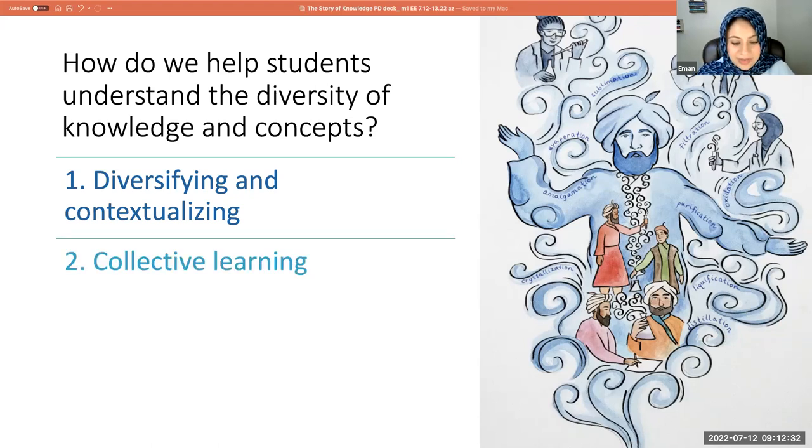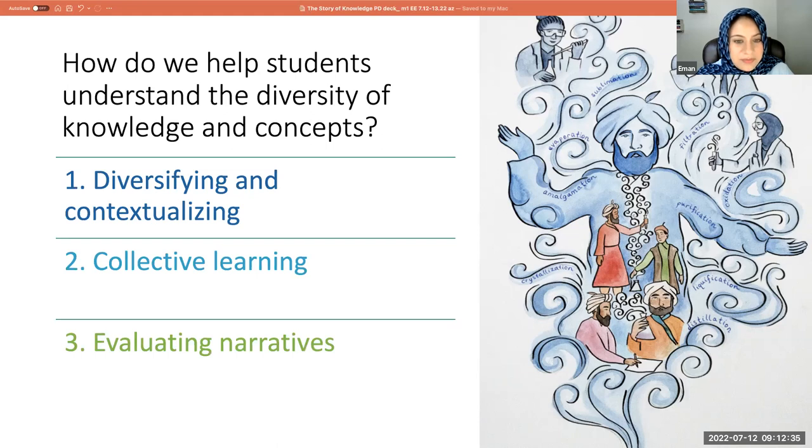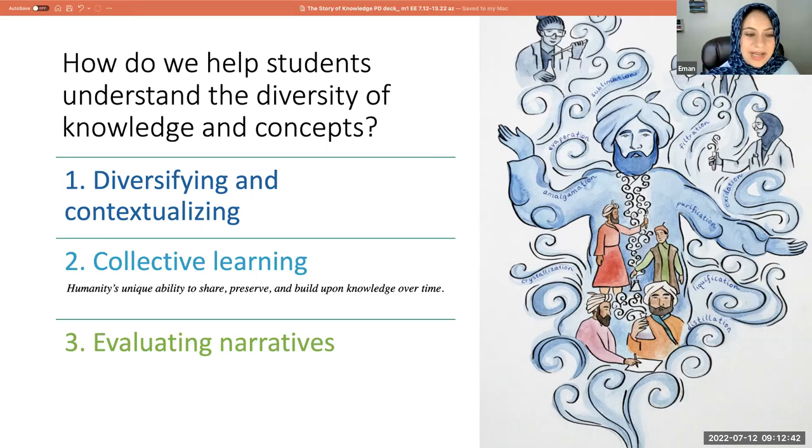Then we also have collective learning. For those of you who are familiar with the Big History Project from the OER project, collective learning is defined as humanity's unique ability to share, preserve, and build upon knowledge. And I think this is a really fantastic concept for students to mobilize in the classroom, because it can be used everywhere from a science classroom to an English classroom to a social studies classroom, to think about how as humans we're constantly building upon what we inherit, we're changing it, we're adapting it, and that creates the culture and the community that we have.